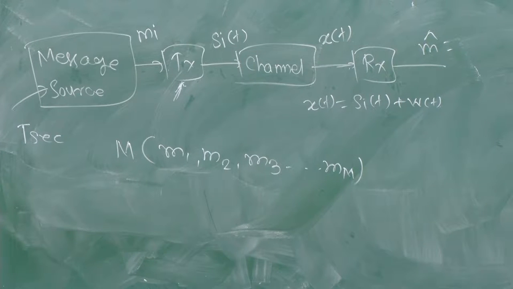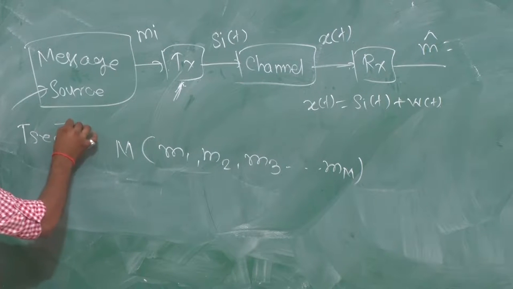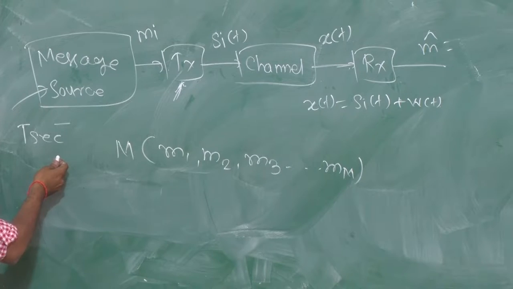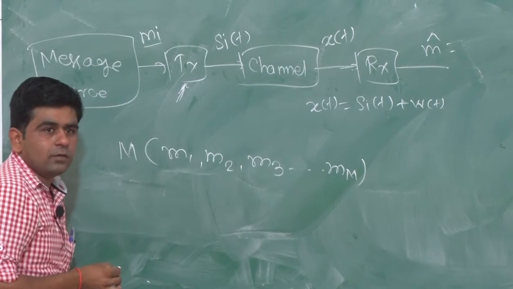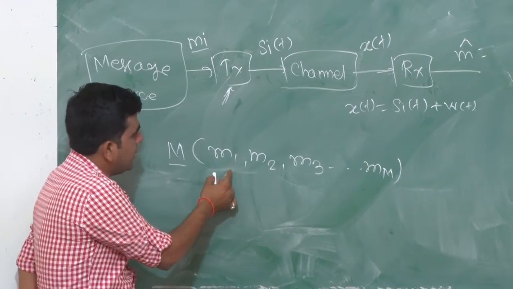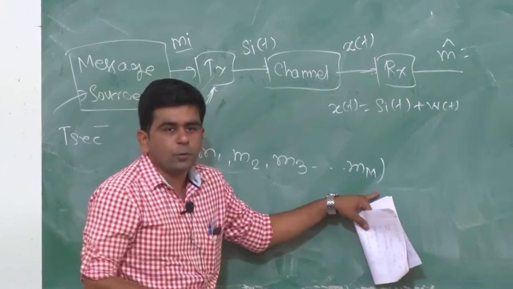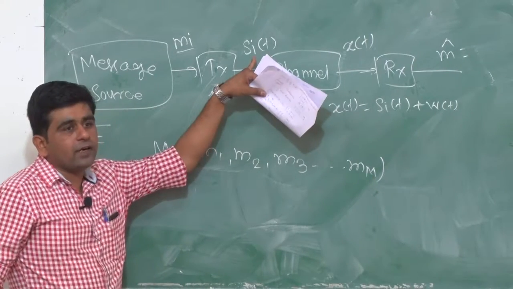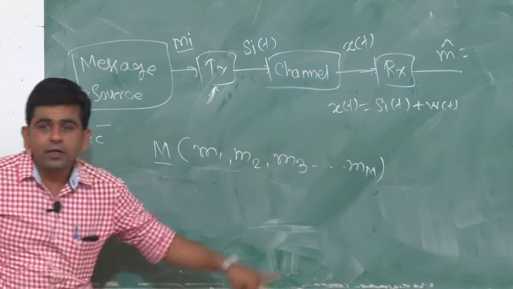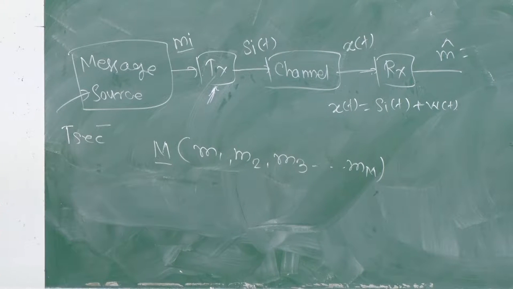Estimate of MI. From this side, we have the message, which gets coded with M symbols, capital M, ranging from M1, M2, M3 up to MM. So for this transmitter we will get different symbols Si of t. When we consider these symbols as 0 or 1, we have a sequence of 0 and 1. They are transmitted over the channel.